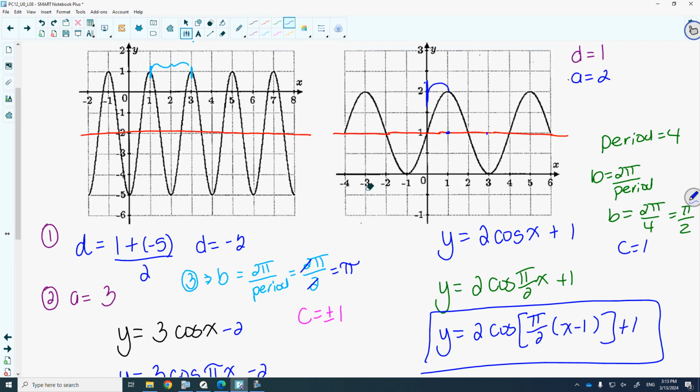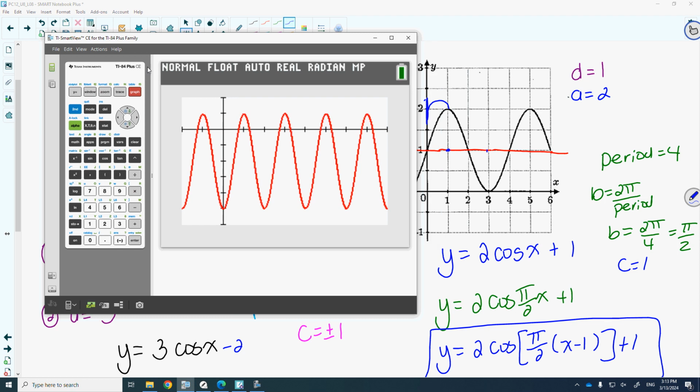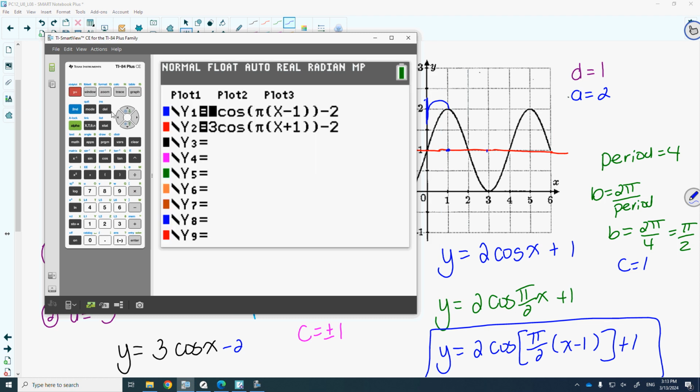But again, let's graph this. It tells me exactly what window to use. That's the equation that I came up with. So let's check this equation. So I'm in radian mode. I'm going to clear these two. 2 cosine. Now, my b value is a fraction, so I want to put this in its own bracket. So I'm going to do open a bracket, pi divided by 2, and then I'm going to put this in its own bracket, x minus 1. And I'm going to close 2 brackets. So there's my b value, and then here's my phase shift, plus 1.